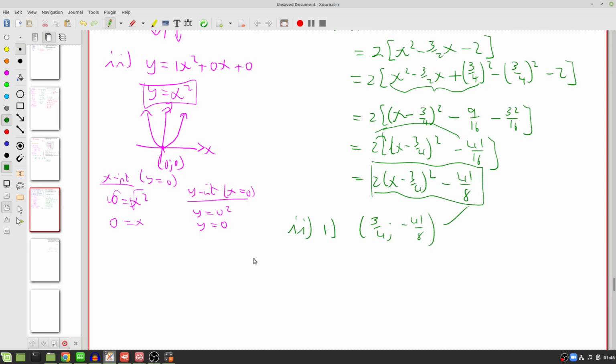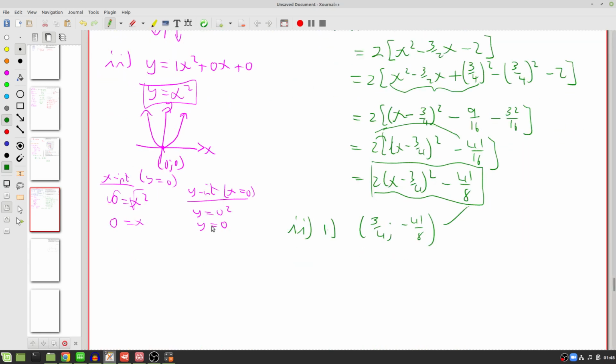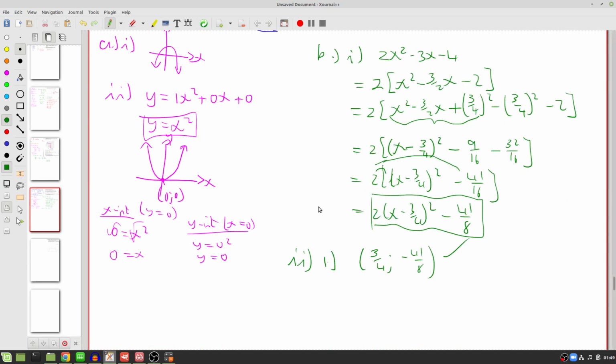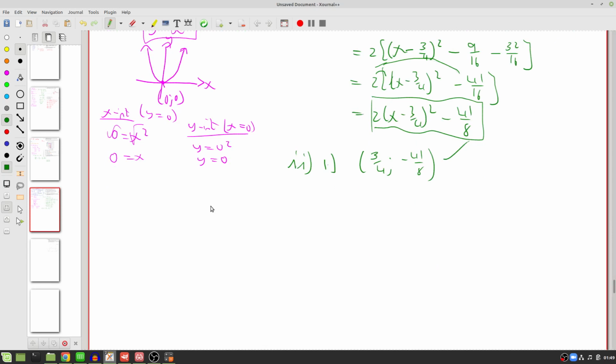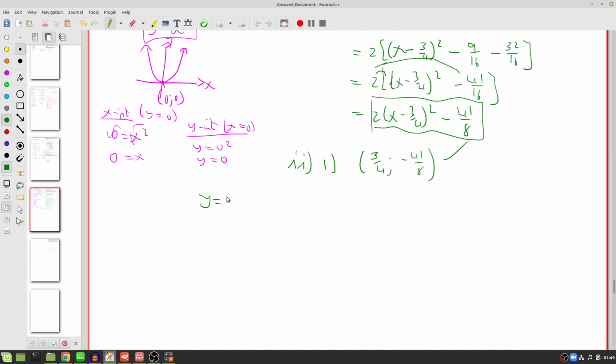Now if we didn't want to use this, or if you didn't know you could read off the turning point from here, we can use what we said over here. We said the turning point has the x value of negative b over 2a. I'm just going to rewrite this equation here. y equals, what was that again? 2x squared minus 3x minus 4. Okay, so the turning point has an x value of negative the b value over 2 times the a value, and then a y value where we substitute that point in.